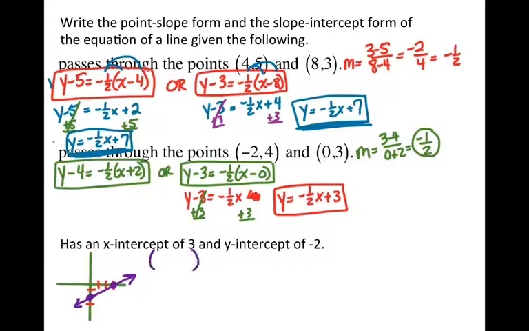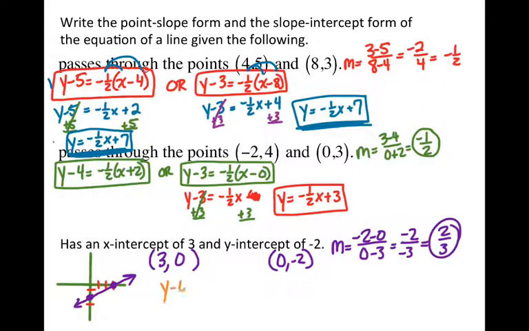So that point at x-intercept of 3 would be written as 3, 0, and then the y-intercept of negative 2 would be written as 0, negative 2. Find your slope. And so you get 2/3. So then, again, go back and use either one of your points to write your equation. You could use either one.